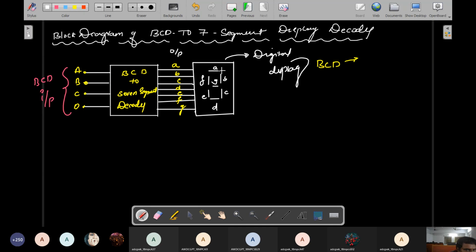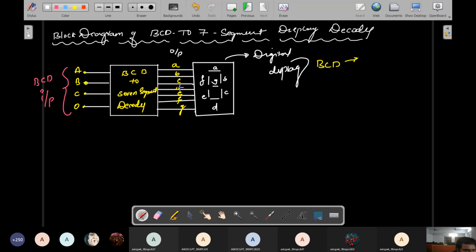So if you operate A only, then only A will be highlighted and activated, and all the remaining are in the off condition. If you activate B only, then only B will be displayed and all the remaining are switched off. If you get output C, then only C will be displayed, and the remaining D, E, F, G, B, A are all off. Only C is on.